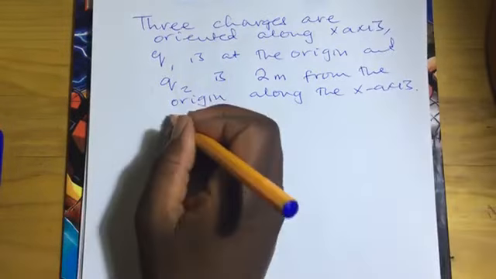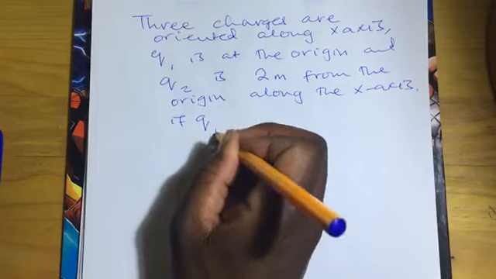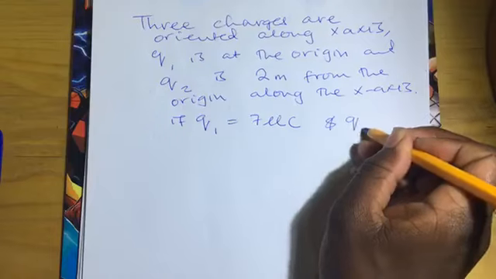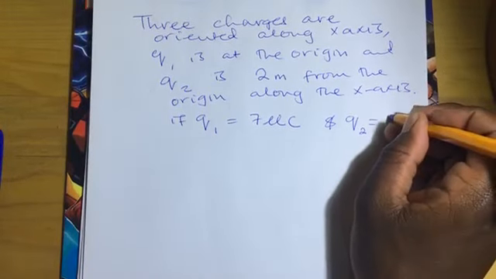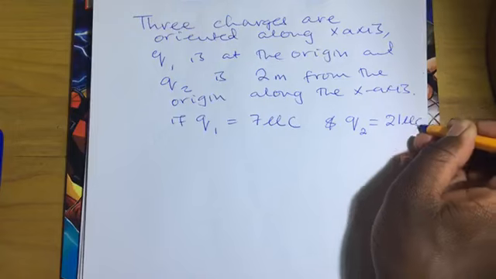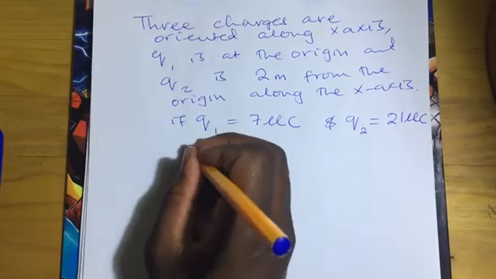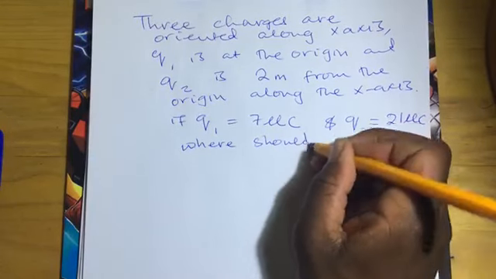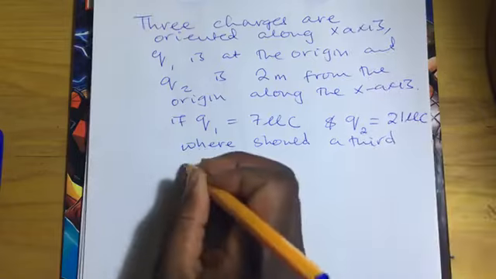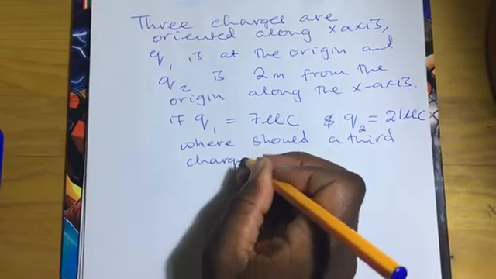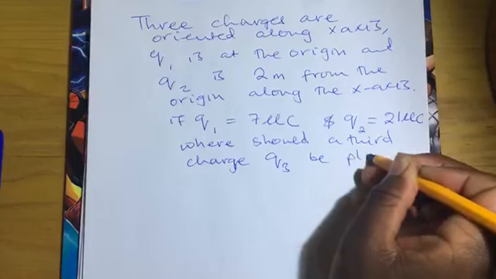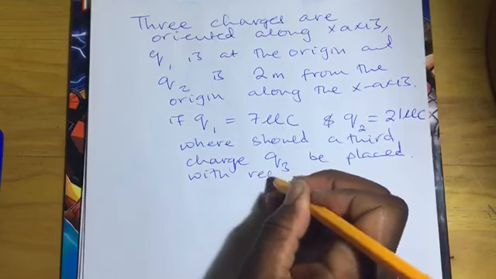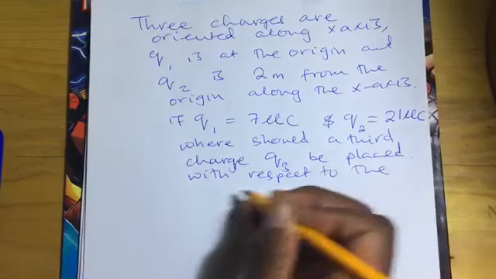Okay. Then we are going to say if Q1 is equal to 7 microcoulombs and Q2 is equal to 21 microcoulombs, where should a third charge Q3 be placed with respect to the origin?